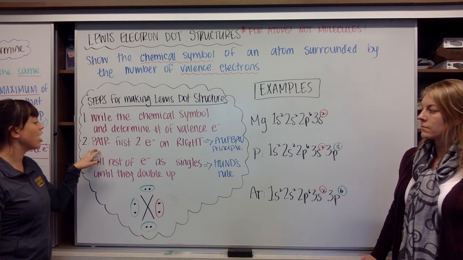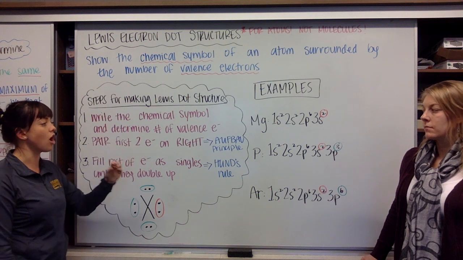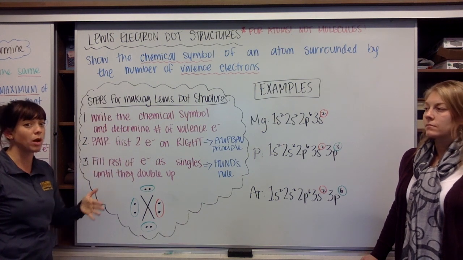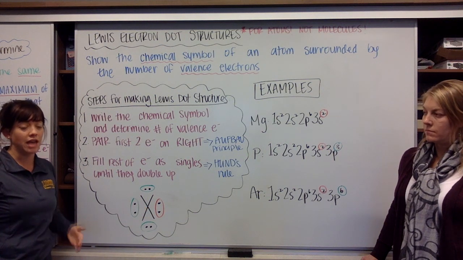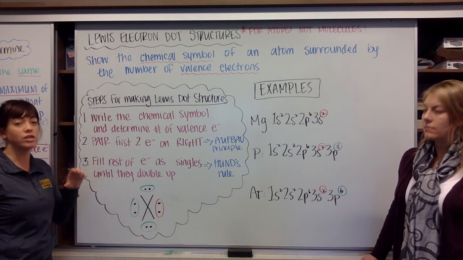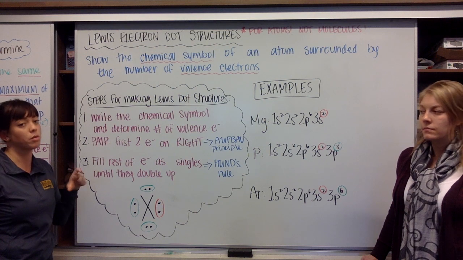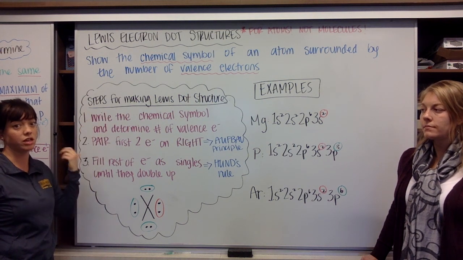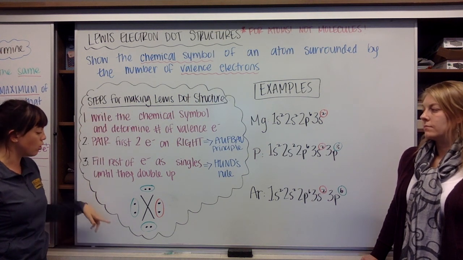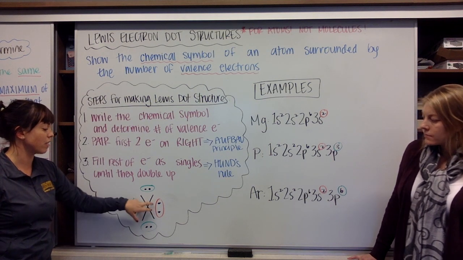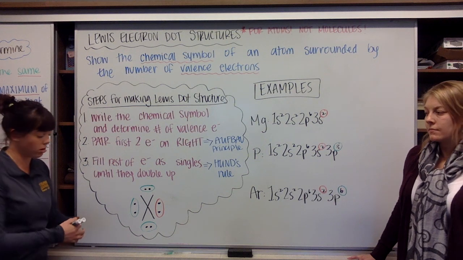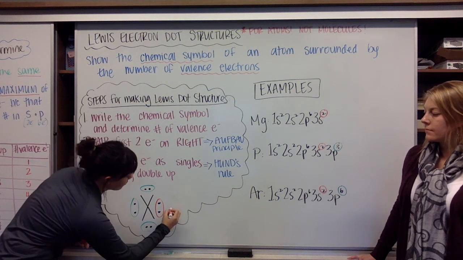Second thing is I pair my first 2 electrons on the right. And that's because it represents the Aufbau principle. Electrons are always going to enter the orbital with the lowest energy first, and they'll fill up that orbital before going up the stairs like we saw in the Pogil. So this orbital right here, these first 2 electrons on that right side, that represents our s orbital all the time, and we only have 1 of those.